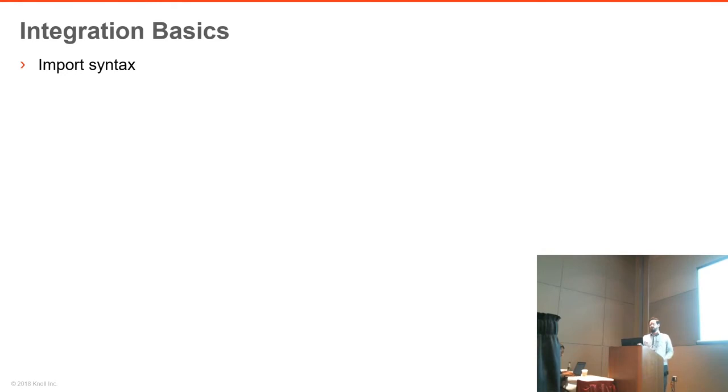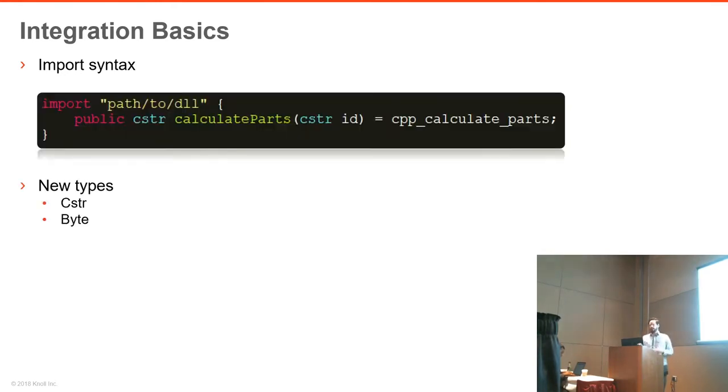So we'll go over some integration basics, and the first thing we'll look at is the import syntax. If you're familiar with C++ DLLs, you know that you have to use the declspec. You have to have an import and an export. So the way that CM handles this is with the import syntax.